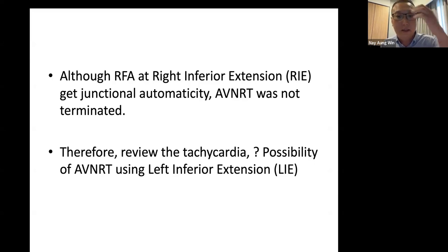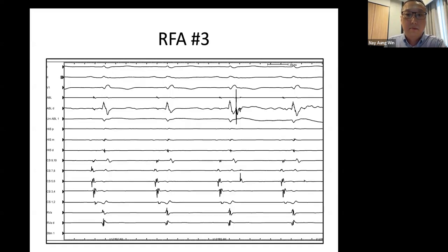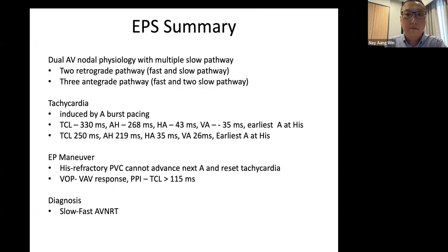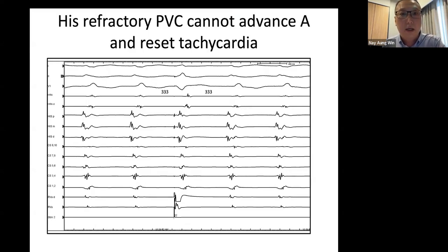But I didn't perform the para-Hisian pacing in this patient. Also the His refractory period is busy, so it cannot advance the next A and cannot reset the tachycardia. So I think this is AVNRT.